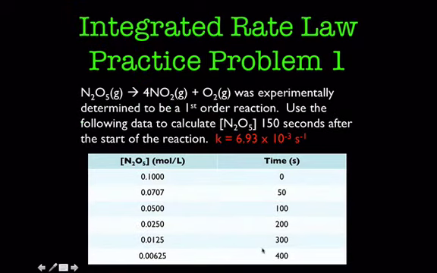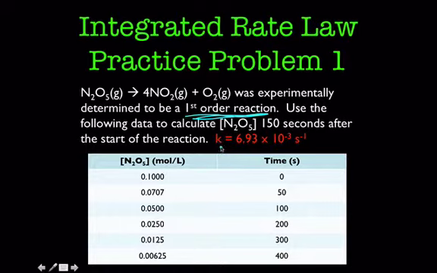We're going to do 3 practice problems together. So the first practice problem, I have dinitrogen pentoxide going into nitrogen dioxide and oxygen, and it was experimentally determined to be a first order reaction. So that is really important. I'm going to underline that so I don't forget it. Use the following data to calculate the concentration of the reactant 150 seconds after the start of the reaction.